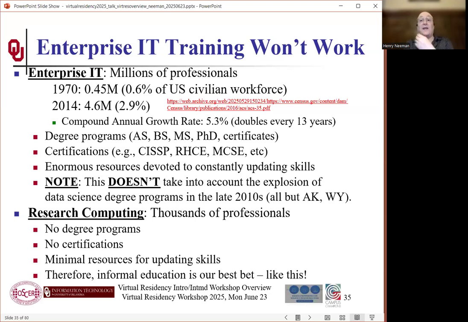Research computing, on the other hand, as we saw, is at most a few thousand professionals, maybe several thousand. It's not huge numbers. There's no degree programs and really no hope of there being degree programs. No certifications. We're working on that for informal education. Minimal resources available for updating your skills. And so your best bet is going to be informal education like this.